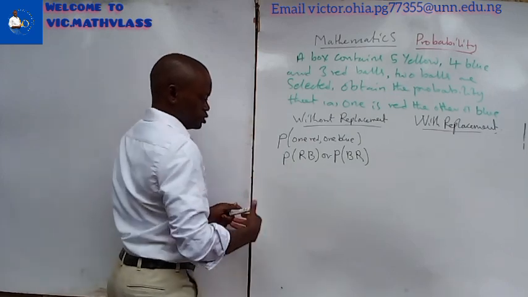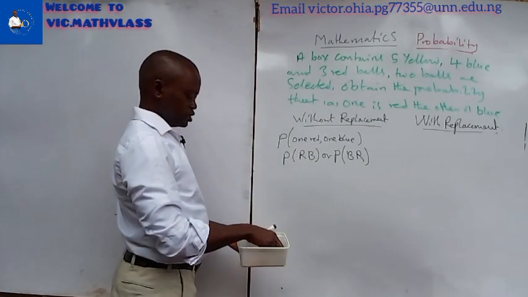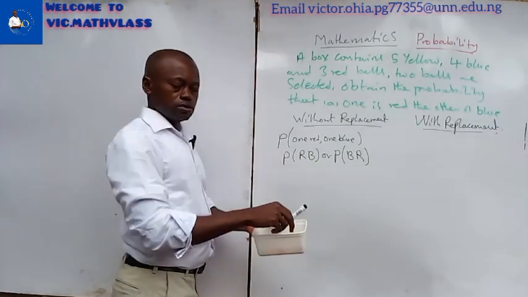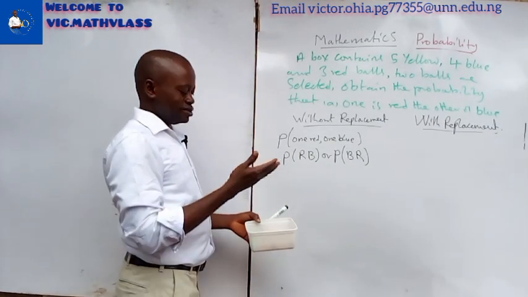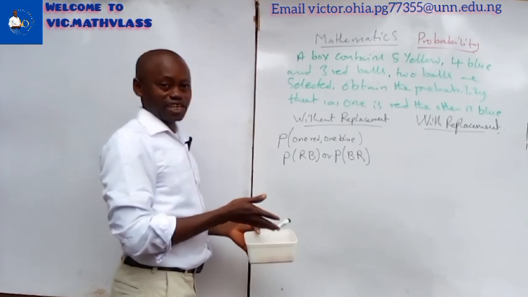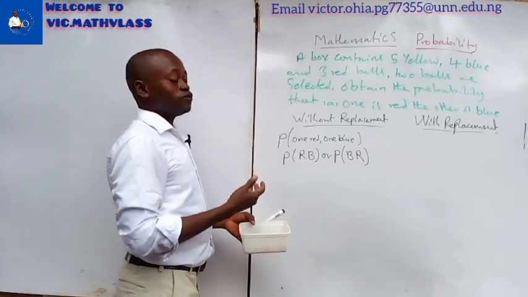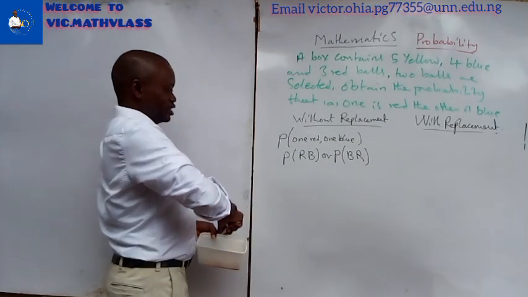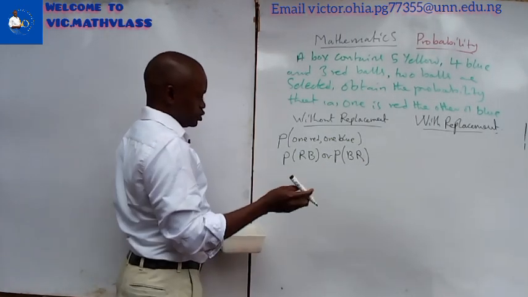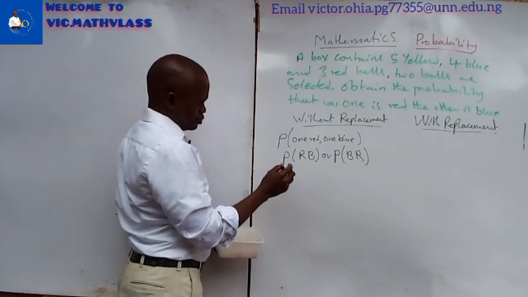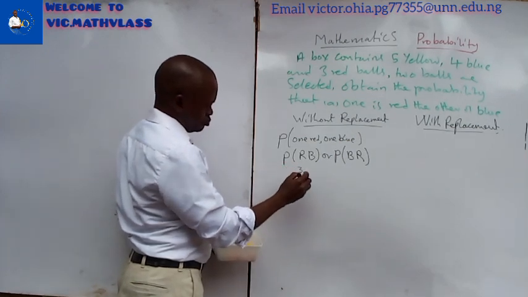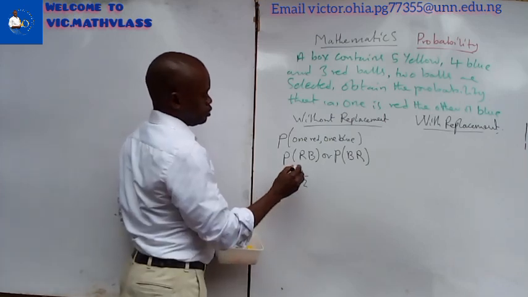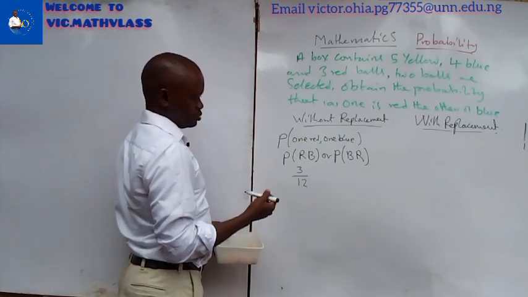So you now realize that if first is red, what is the probability of red? In that box I have 3 red balls. So the probability of this selection is 3/12. Remember that it is without replacement.